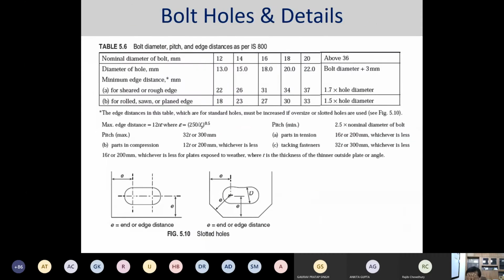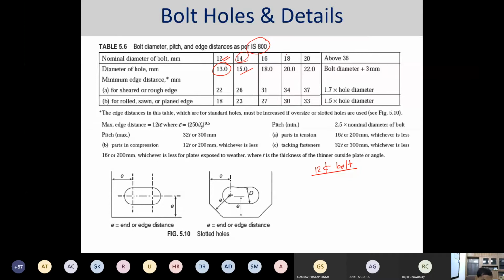Now the next thing, which is very important, is the bolt hole and related details. What is meant by the bolt hole? Suppose I provide a 12 mm dia bolt, then how much hole is required in the plate to make the connection? Generally, some specification is provided in IS 800. If it is a 12 mm bolt, then you have to have at least 13 mm dia of hole, and if it is 14, then 15 mm dia.